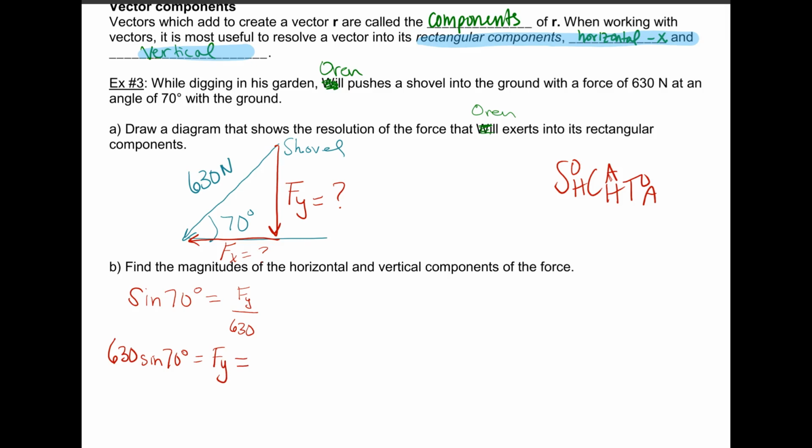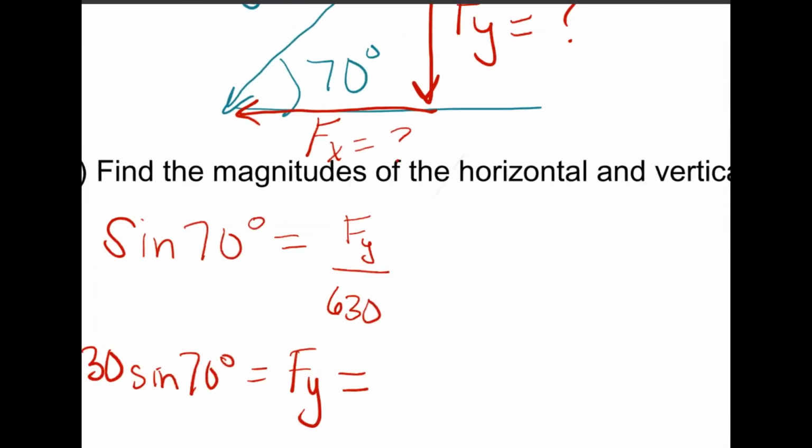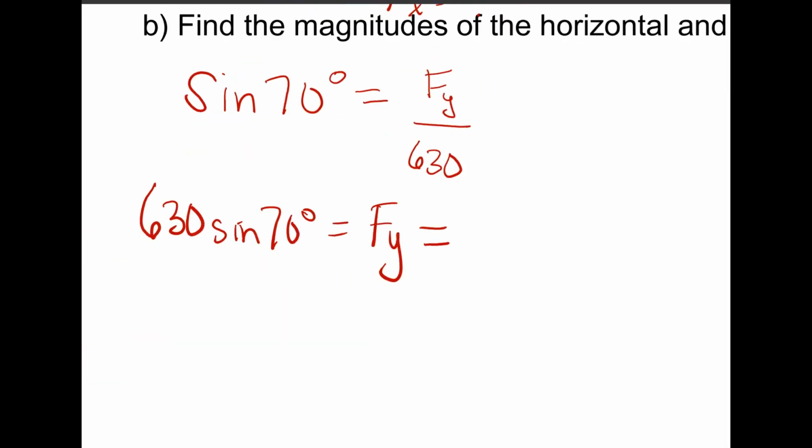Get out your calculator. It's math class time. Force in the y direction. There's no Fy button on our calculator. You're literally putting in 630 times sine of 70. 630 times sine of 70 degrees is equal to the force in the y. It's the y component. What is it, Jonah?